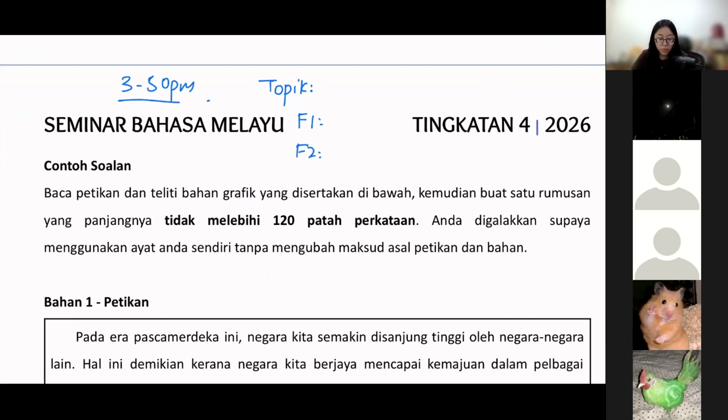So what is the topic you found? The topic is the main thing of this rumusan. What is it? Era pasca mereka? No. This one is like in the generations after mereka. It's not the main thing of this essay.